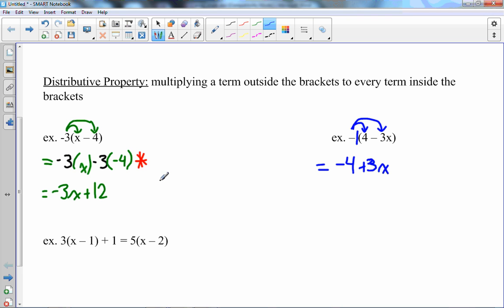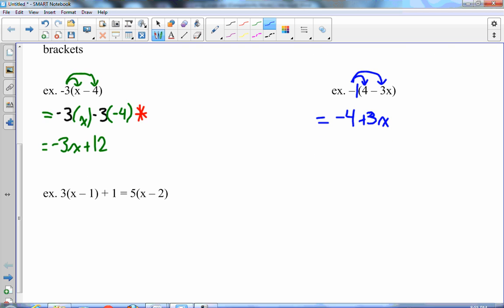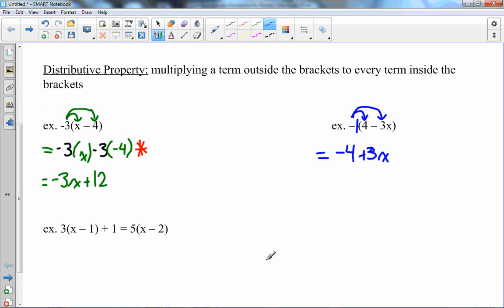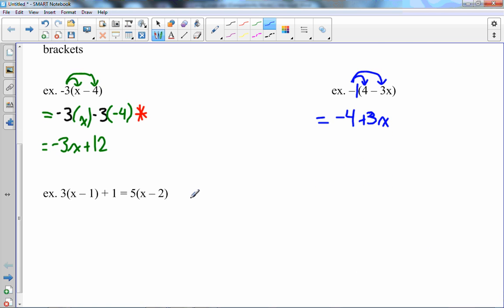Straightforward, no big deal, right? But now we get to something like this, where you have an example like this, and I'm going to ask you to solve for x.